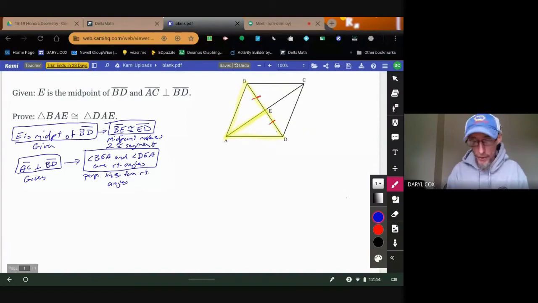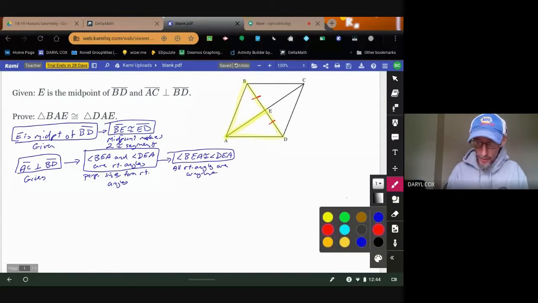And what do we know about right angles? Well, since I know those are right angles, I know that these two right angles must be congruent. And again, what goes underneath is straight from my theorem list. All right angles are congruent. So I'm going to go ahead and mark that in my picture. I got a right angle and a right angle. Boom, good to go.